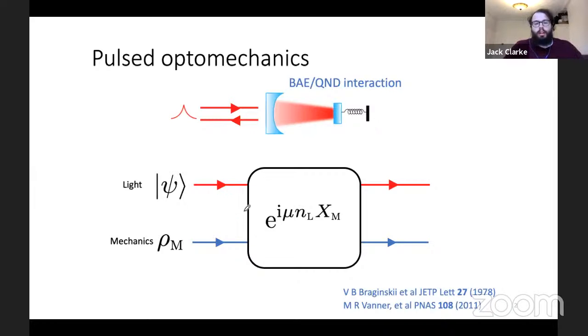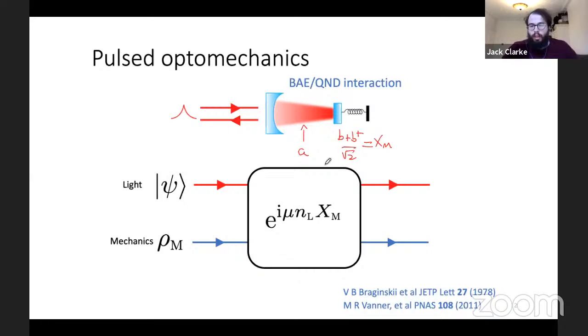So we can represent that whole interaction with this circuit diagram here. So we have an interaction between light and mechanics and a unitary operation given here, where N_L is the number operator associated with the pulse of light, and X_M is the dimensionless position operator of this mechanical oscillator. So if it's described by an annihilation operator b, then (b + b†)/√2 is X_M. And similarly, we might say that the cavity mode is described by an annihilation operator a.